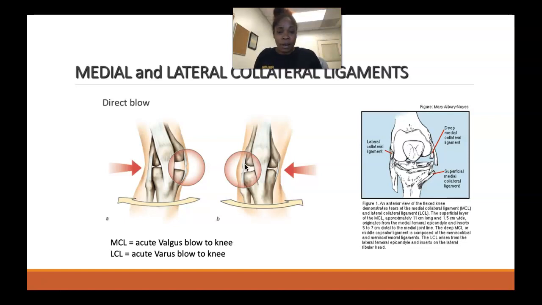And so we can see how this can happen. We can see it happen a lot with contact sports, but we certainly can see it happen in a non-contact mechanism. In other words, that athlete lands differently, and as a result, there's just more load on that lateral side, and so the MCL gives way. And we'll talk about this a little bit more when we get to ACLs as well.